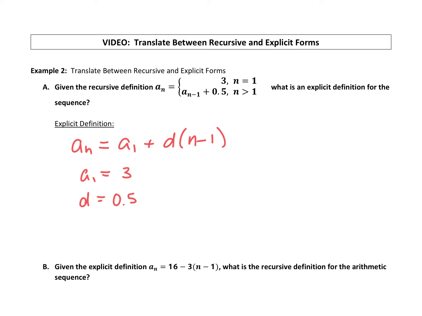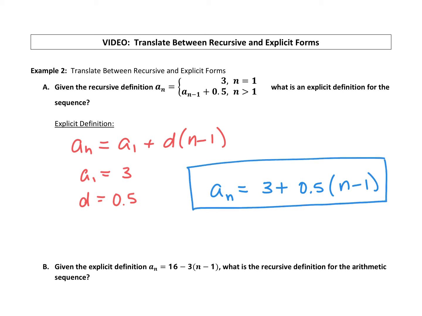Our explicit definition, I'm mixing up words. Explicit definition, explicit formula, explicit rule, all kind of the same idea. So a sub n equals a sub 1, our first term is 3, plus our common difference is 0.5 times n minus 1. And there is an explicit definition for the same arithmetic sequence given from that recursive rule up there.